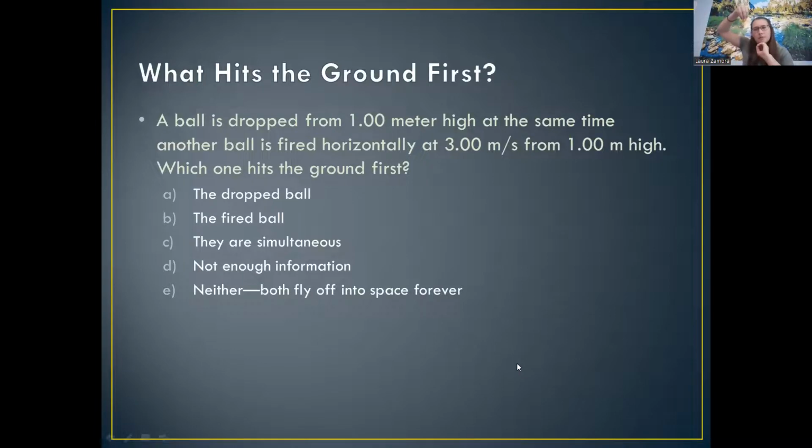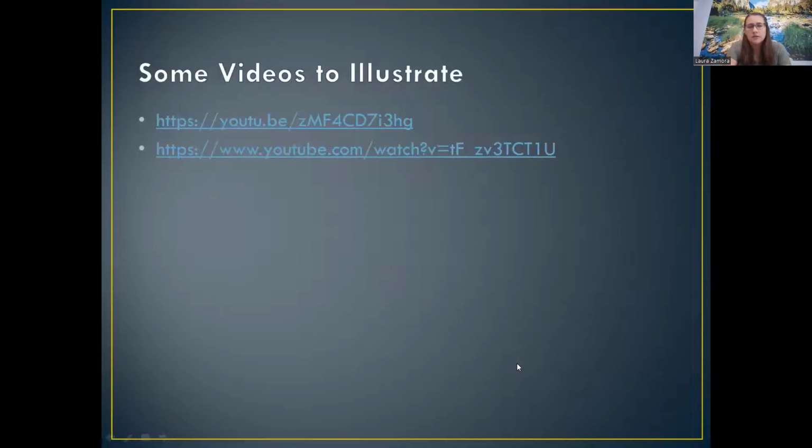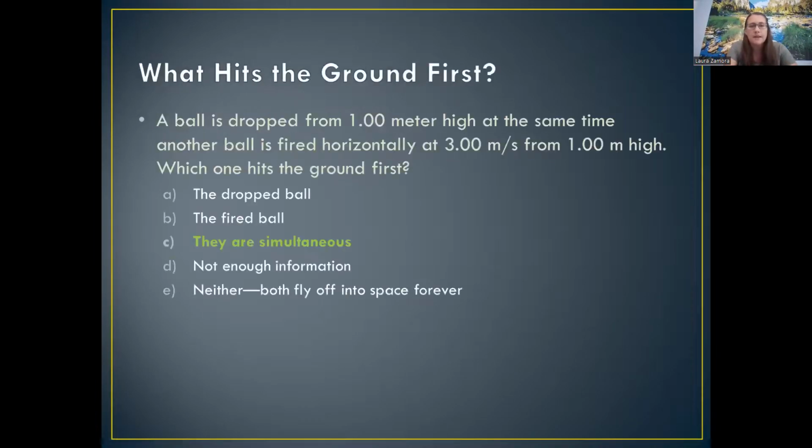We have a ball that's being dropped and we're launching another ball horizontally from the same height. Which one is going to hit the ground first? Is it the dropped ball, the fired ball, simultaneous? We don't have enough information, or neither one will hit the ground and they'll both fly off into space forever. Have an answer in your mind. Here are those video links that I'm casually passing off to you to look at in your free time. And our answer here is that they are simultaneous.